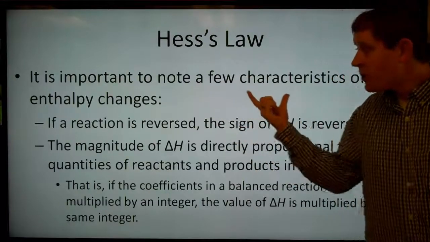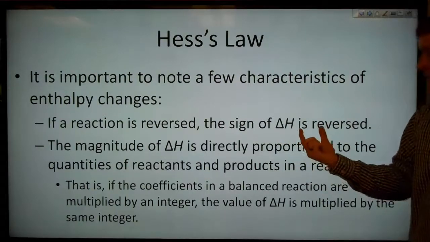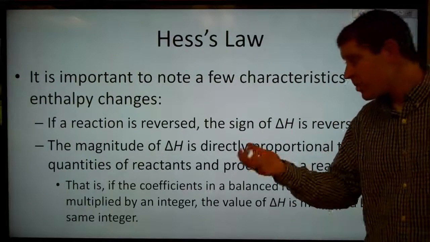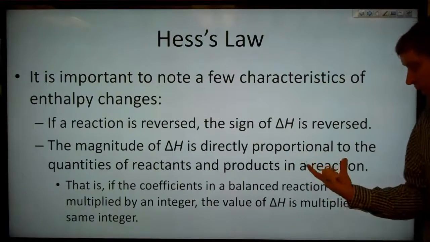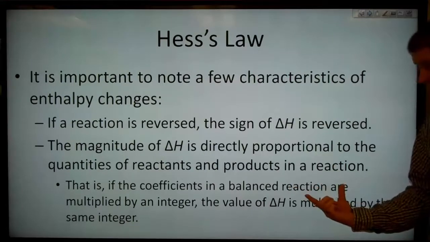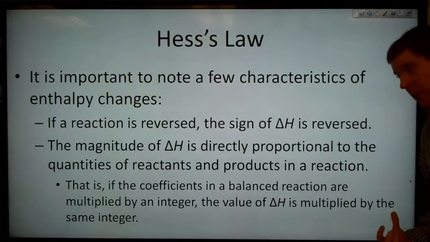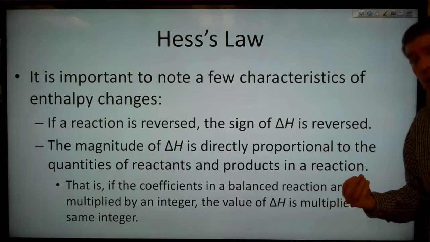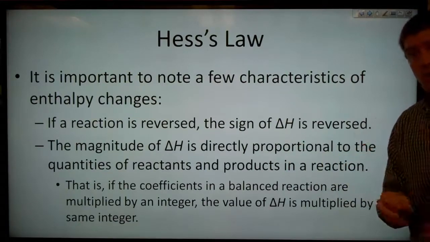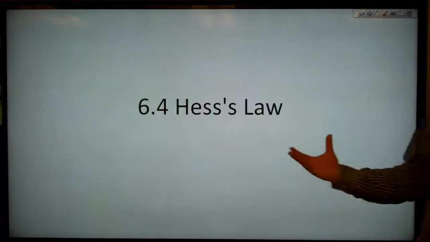So it's important to note a few characteristics of enthalpy changes. If a reaction is reversed, then that means that the sign of delta H is reversed. So if delta H was positive, it becomes negative. If it was negative, it becomes positive. The magnitude of delta H is directly proportional to the quantities of reactants and products in a reaction, which means that if the coefficients in a balanced reaction are multiplied by an integer, then the value of delta H is multiplied by that same integer. So essentially, we can now talk about this delta H as a value per gram or per mole of reactant. So this was Hess's law.